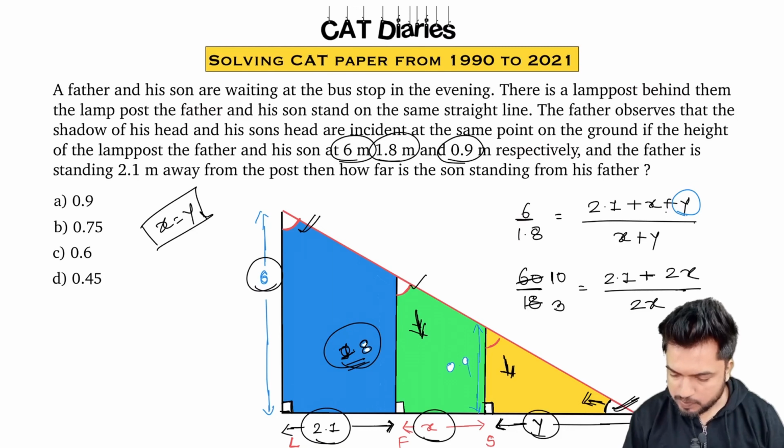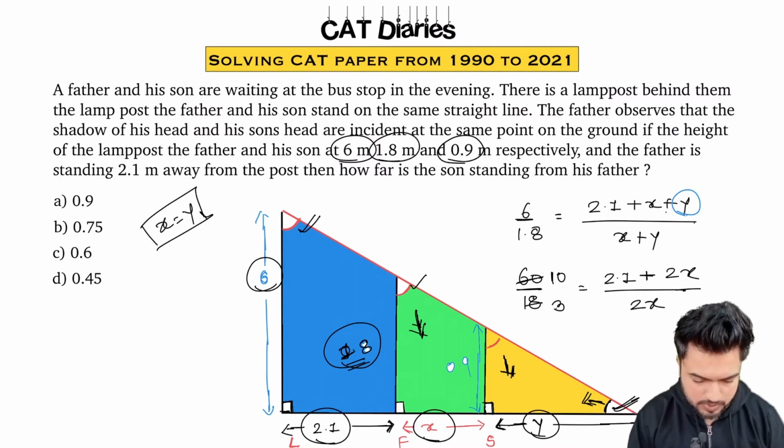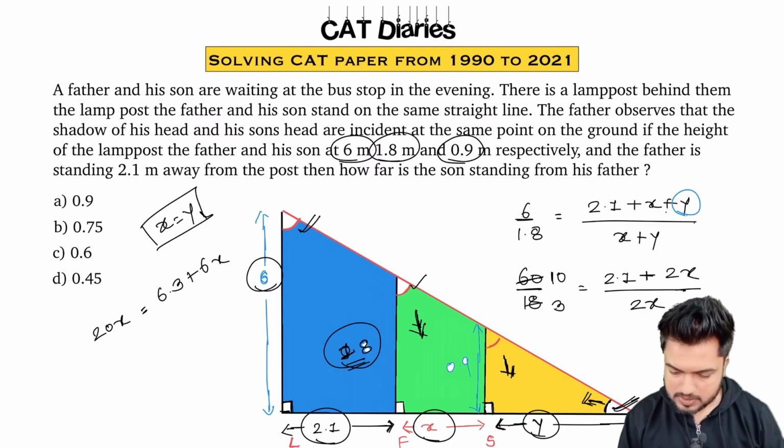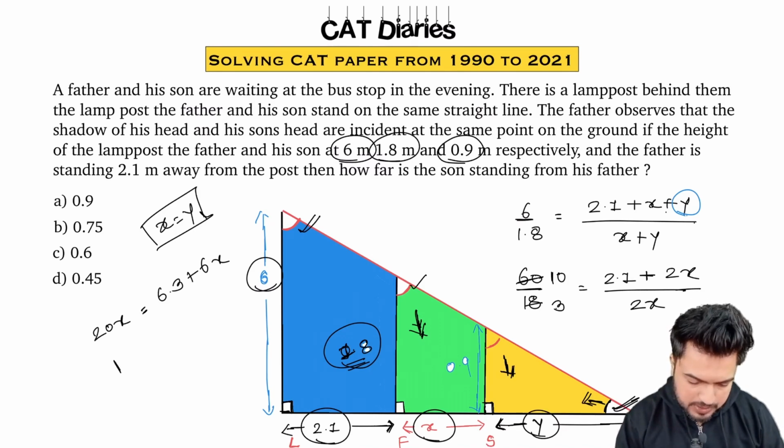So if you just multiply this, this becomes what? 10 into 2, 20x plus this is the entire thing. Let me write it here so that you can see it. So 10 into 2, it becomes 20x, is equal to 6.3 plus 6x. That is what you get from this part. Just cross multiply and reach the answer. Now what? 20 minus 6, that is equal to 14x. 14x is equal to 6.3.